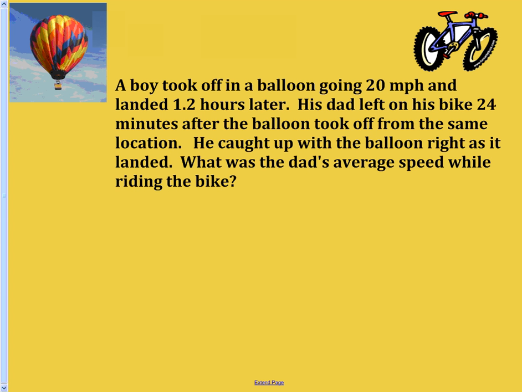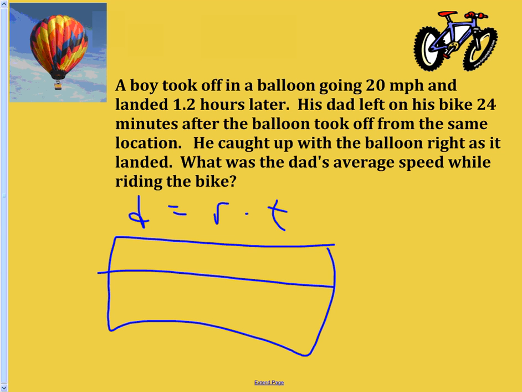Applications unit. This is a typical D equals RT problem. D equals RT. Make me one of these charts right now. You're going to want to do this with me to remember how this works. All right, so if we have the boy and his dad, and I just keep on looking through and trying to find info and plugging it in. The boy went 20 miles an hour, so I put rate 20. And then he landed 1.2 hours later.